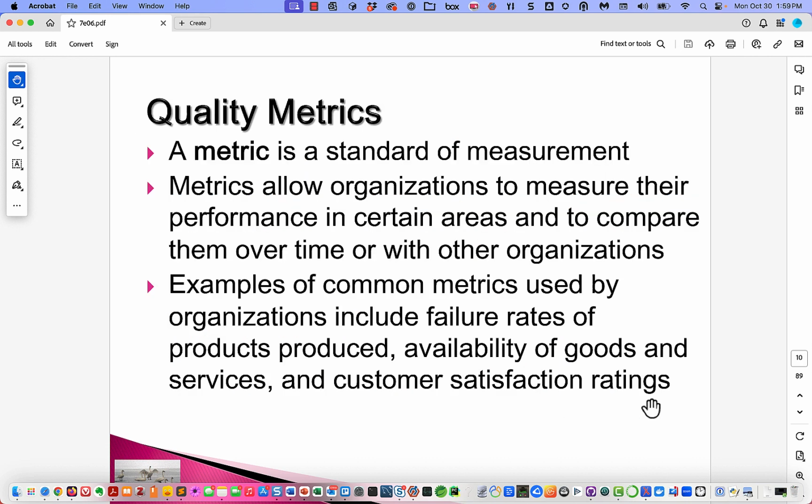Okay, so what do we mean when we say quality metrics? Well, a metric is the standard of measurement. Metrics allow organizations to measure their performance in certain areas and compare them over time or with other organizations. Examples of common metrics used by organizations include failure rates of the products that they produce, availability of goods and services, and customer satisfaction ratings.